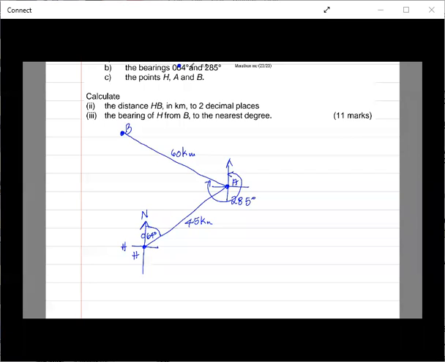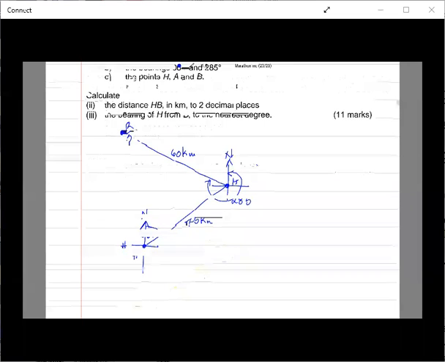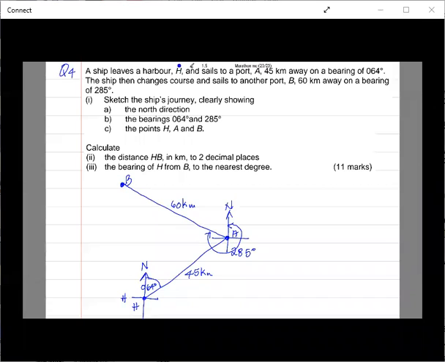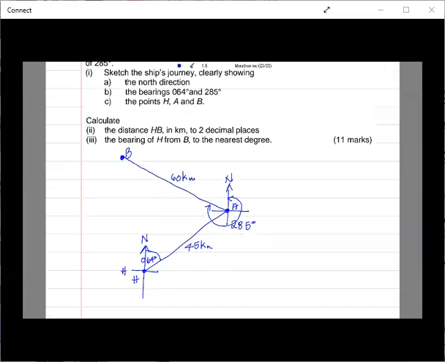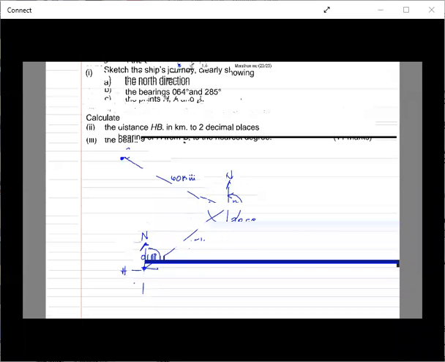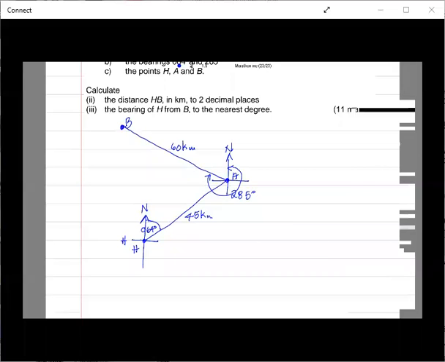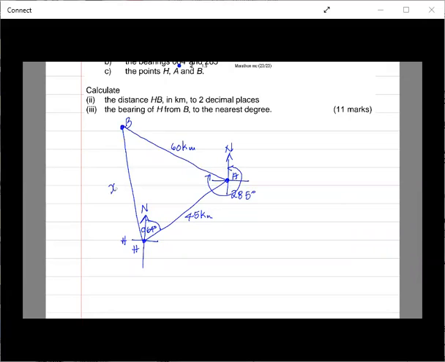All right, question. So this is my north. I was supposed to put in my north direction, which I did, the 64 and the 285 degrees, which I did, and the points H, A, and B, which I did. So I've completed (i) of the question. Now we're at (ii). (ii) says the distance BH in kilometers to 2 decimal places. So I want this distance. The distance is BH. I'm going to call it X.